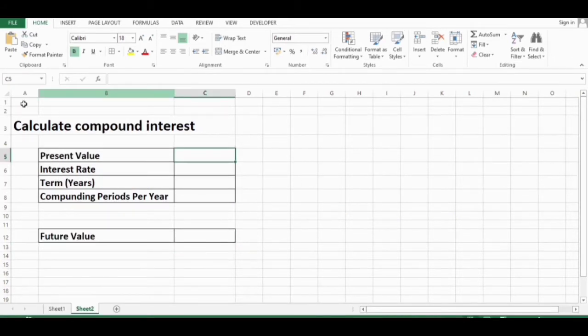Okay, so now we will calculate the compound interest, and this is the database. The present value is there, interest rate is there, terms is there, compounding periods per year is there, and we have to find out the future value. We have to calculate the compound interest. Let's put some data: 1000 as a present value, interest rate 5%, terms will be 10 years, and compounding periods 12.